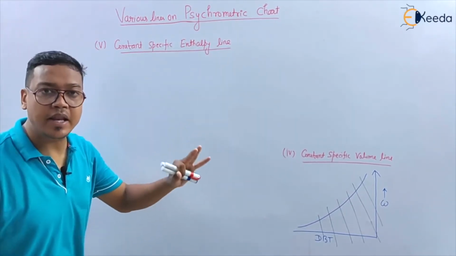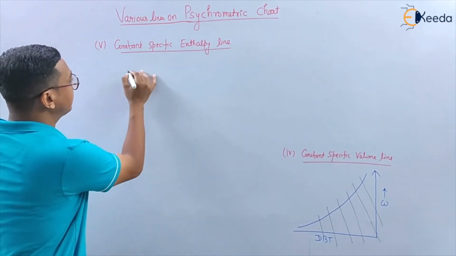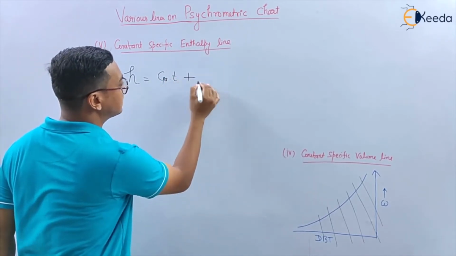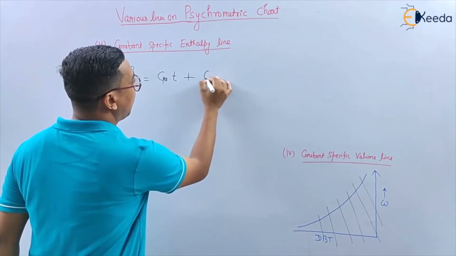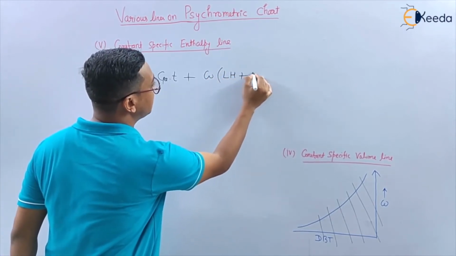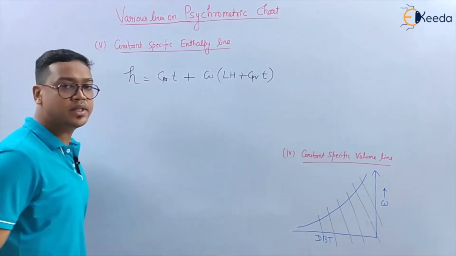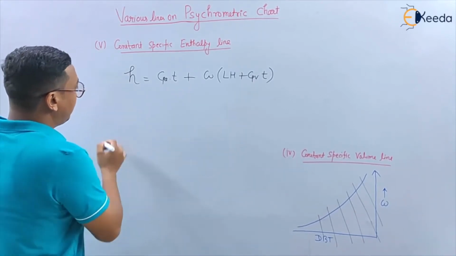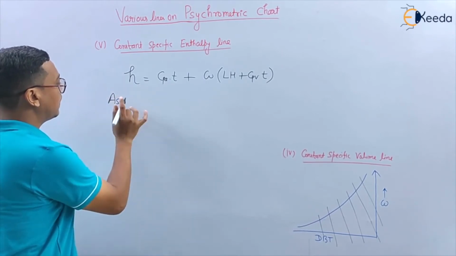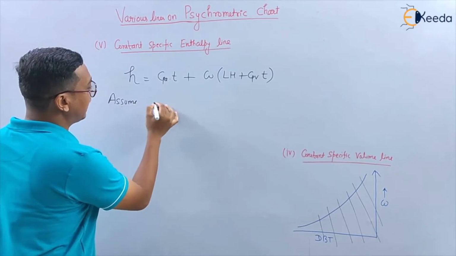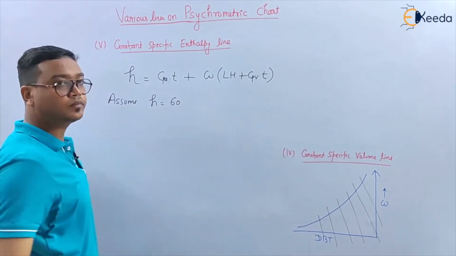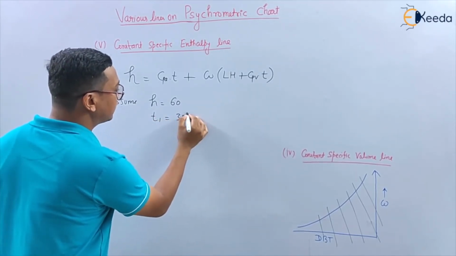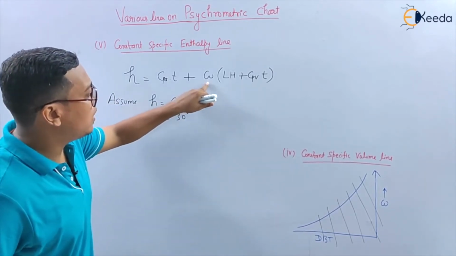Constant specific enthalpy line. You know very well what enthalpy is. Enthalpy is CpA into T plus omega into latent heat plus CpV into T. You know very well this one is the formula for specific enthalpy. Now assume enthalpy is 60. Take temperature T1, any temperature, 30 degrees. Then you can get the value of omega.